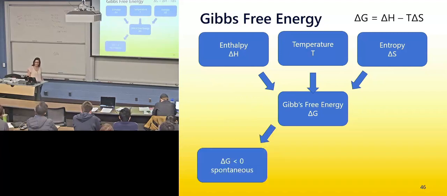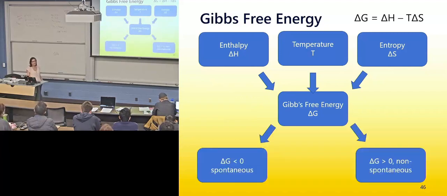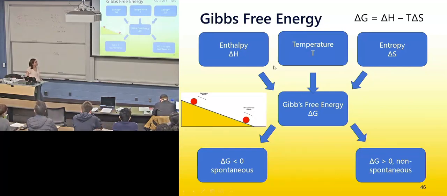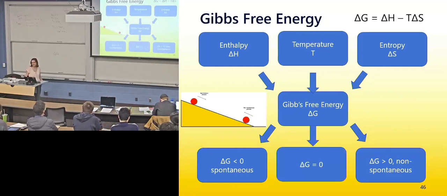When delta G is less than 0, it's spontaneous. When delta G is greater than 0, it is non-spontaneous. For example, a ball rolling down a hill would be a spontaneous process, whereas we do not expect it to be able to roll itself back up without some input of energy. And what is the only other option besides less than or greater than 0? Equal to 0. Okay.